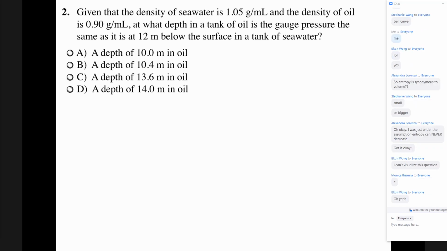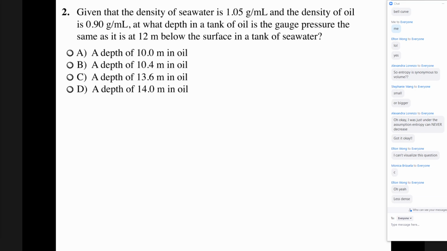So you fill it up, and if you swam to the bottom of the silo filled with oil as opposed to filled with water, how much pressure would you feel? That's what this is getting at. So is oil more dense or less dense? Oil is less dense. So if you wanted to get the exact same pressure, would you need more or less oil than water to make this work out? More, perfect. If it's less dense, you need more of it to get the same overall value.